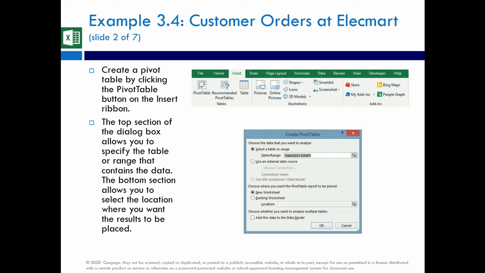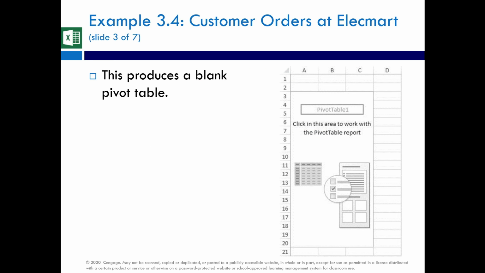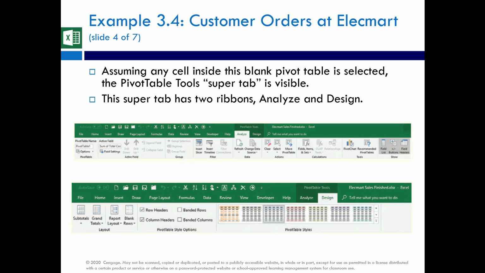We go to Insert and create a pivot table by clicking the Pivot Table button. The top selection of the dialog box allows you to specify the table or range that contains the data. The bottom selection allows you to select the location where you want the results to be placed. Let's produce a blank pivot table.